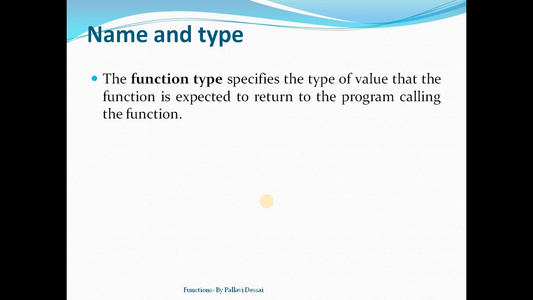The function type specifies the type of value that the function is expected to return to the program calling the function. So I have told you previously what result will be given back by the function, or what output will be given back by the function is known as the function type.